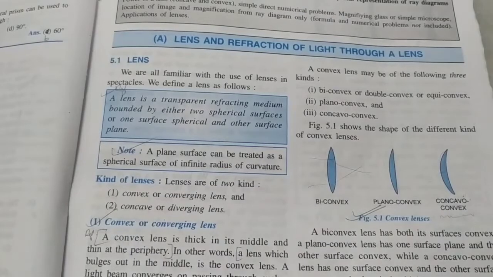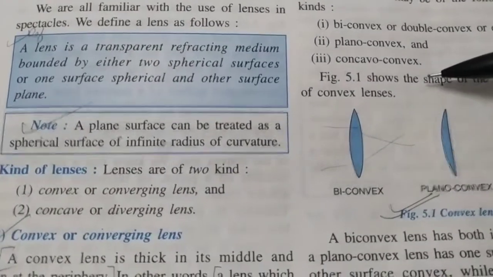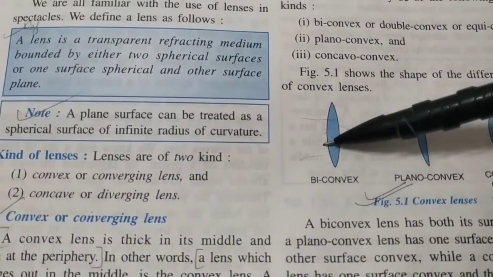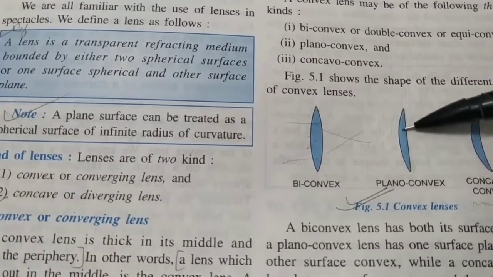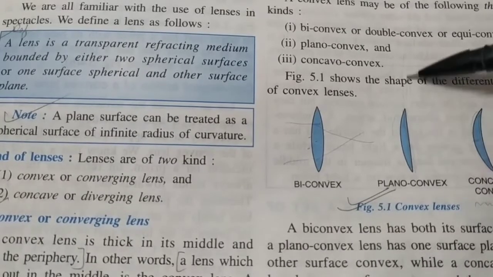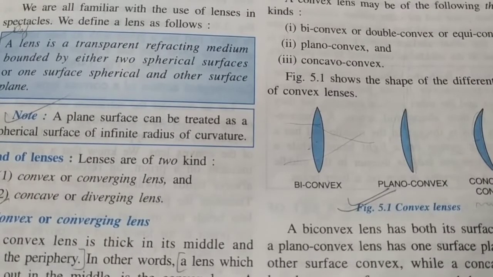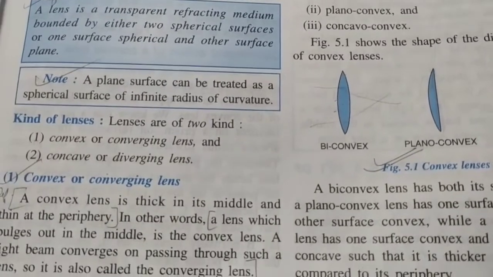Let's study 10th standard ICSE physics, chapter 5a, lenses and refraction of light through lenses. A lens is a transparent refracting medium bounded by either two spherical surfaces or one spherical surface and the other surface plane. By the way, this plane surface is also a part of a large sphere of infinite radius. But that's technical, not important, because imagining infinity is insanity.